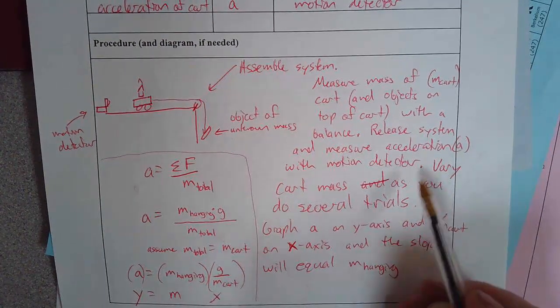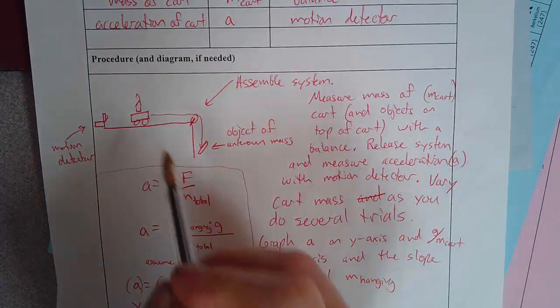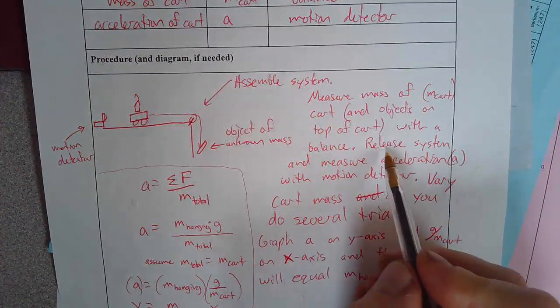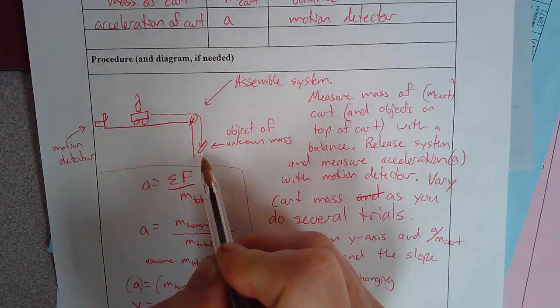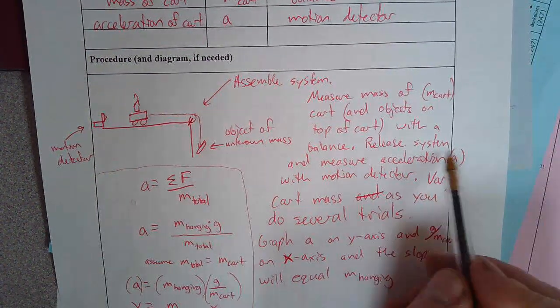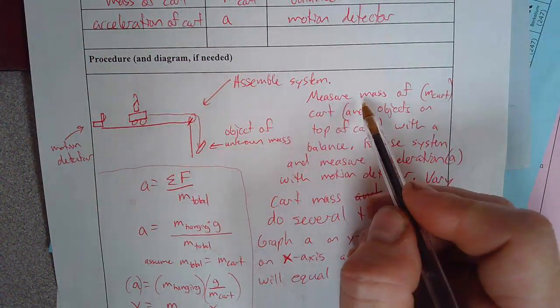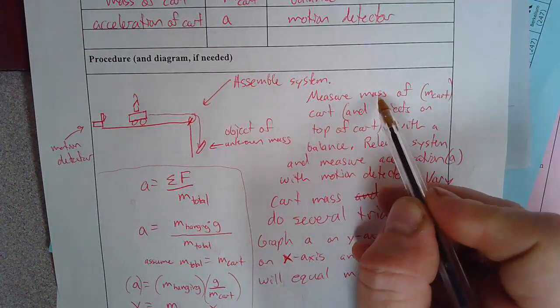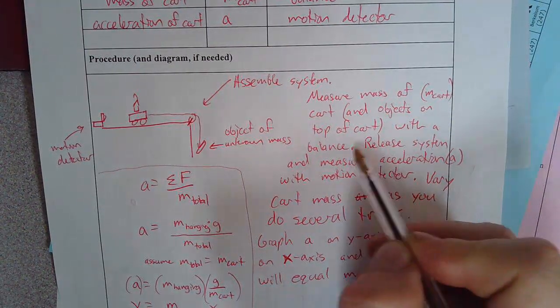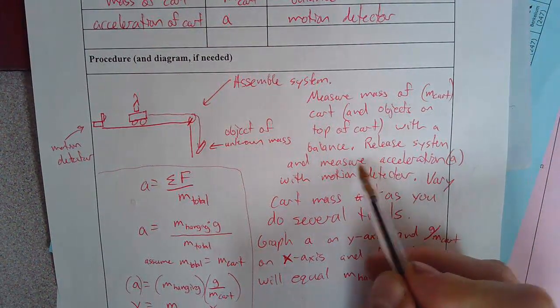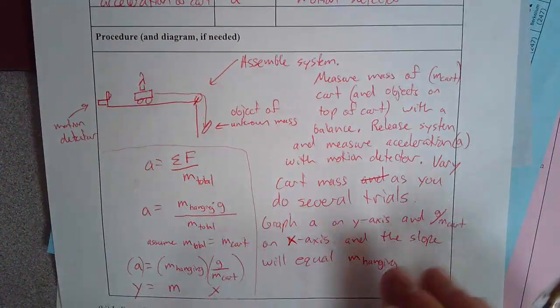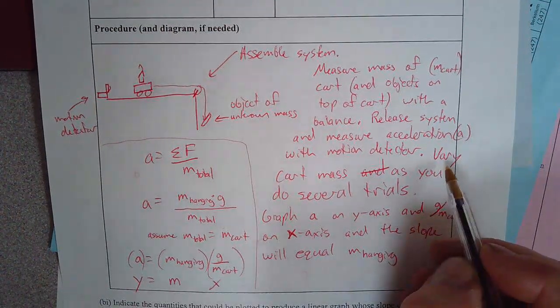All right, so anyways, we're going to go through this thing. You let it go, and the system's going to accelerate. So we release the system, and we measure the acceleration with the motion detector. Be intentional about this. Make sure you're saying measure mass with the balance, measure this with that. Make sure you tell those things, because that's one of the things you're getting points for.